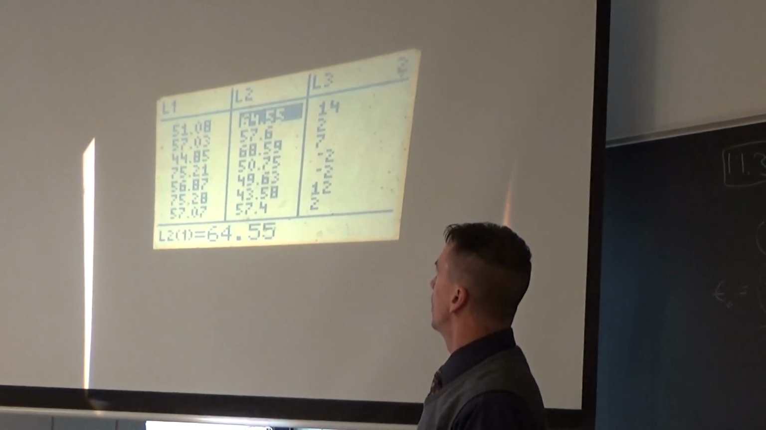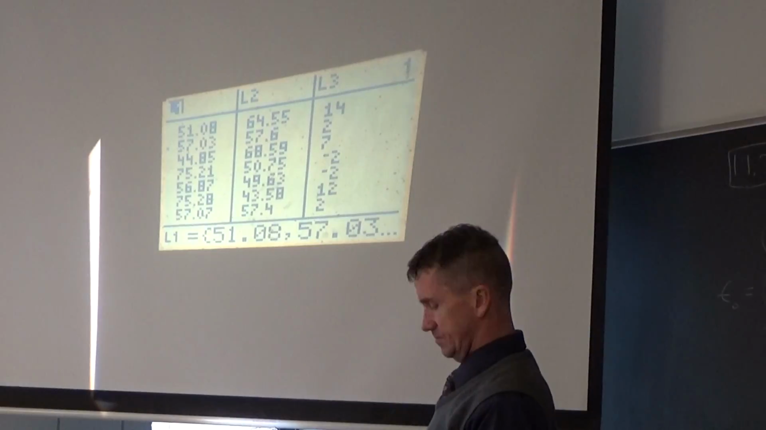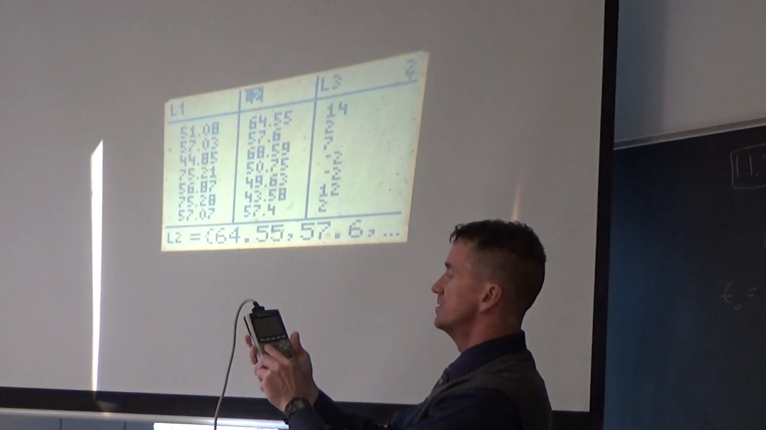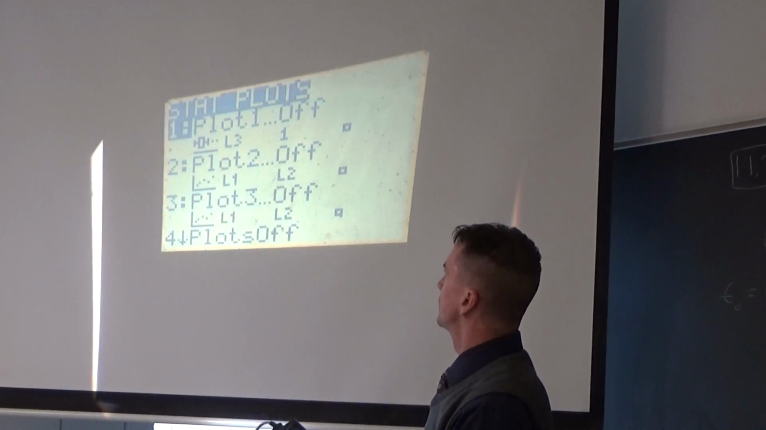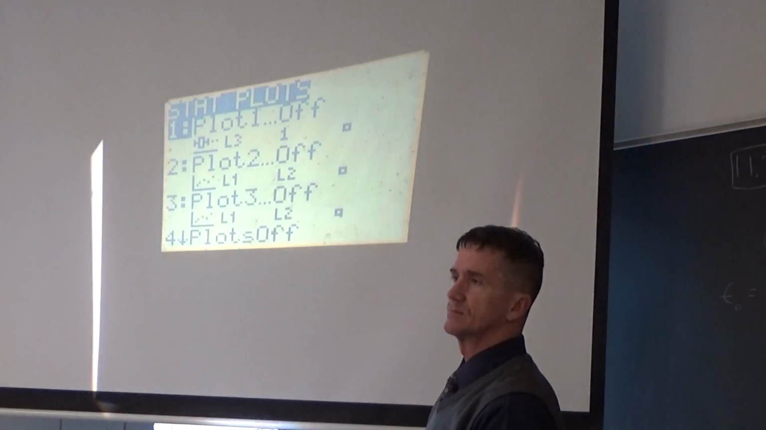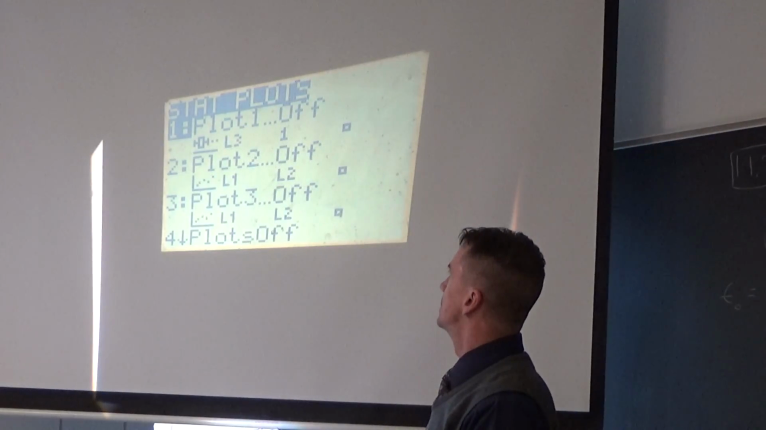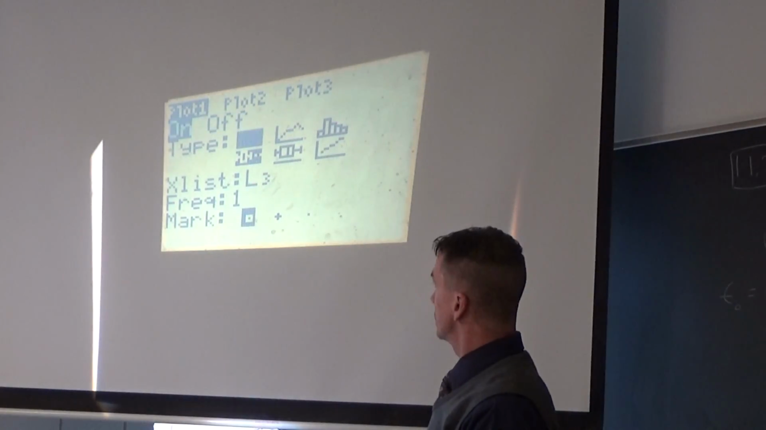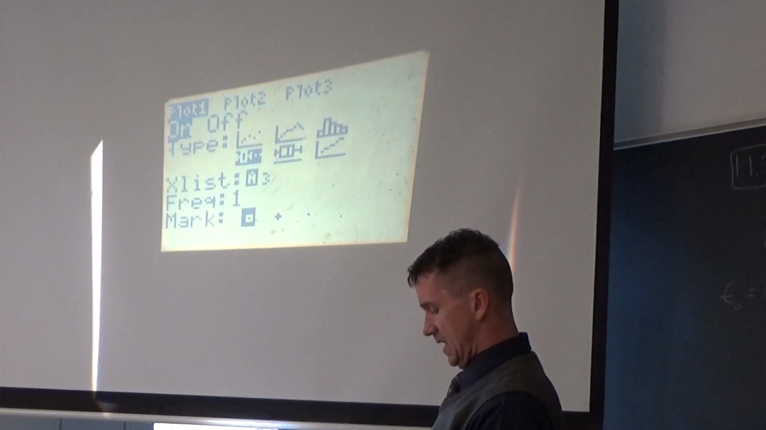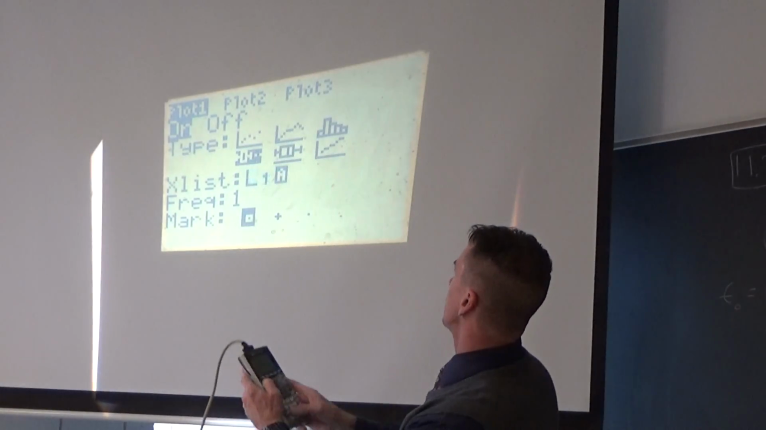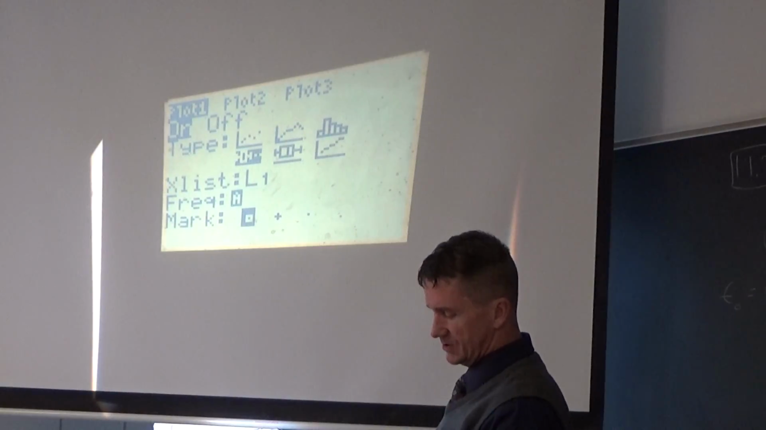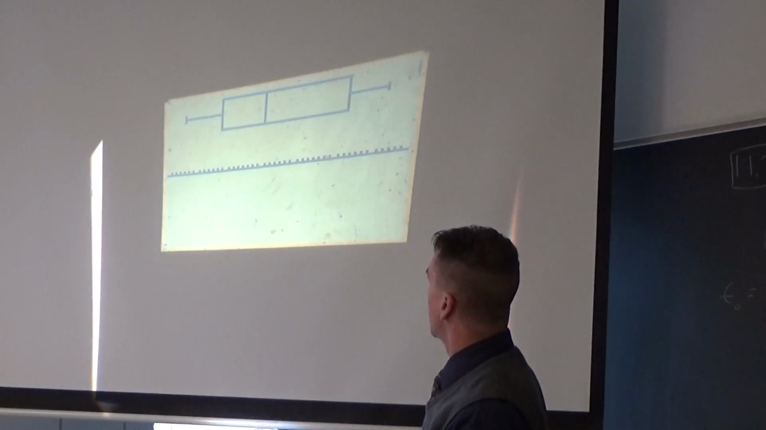First of all, I want to point out in L1 I put group one, visual. In L2 I entered all the values for textual. But I'm going to go to 2nd Y=, which is step one. Just turn this on, and I'll go down here. Enter, so it's on a box plot. I'm going to do L1 first, so I hit 2nd 1 on the calculator to get L1. The frequency is always 1. And I hit Zoom 9. And I see no outliers.